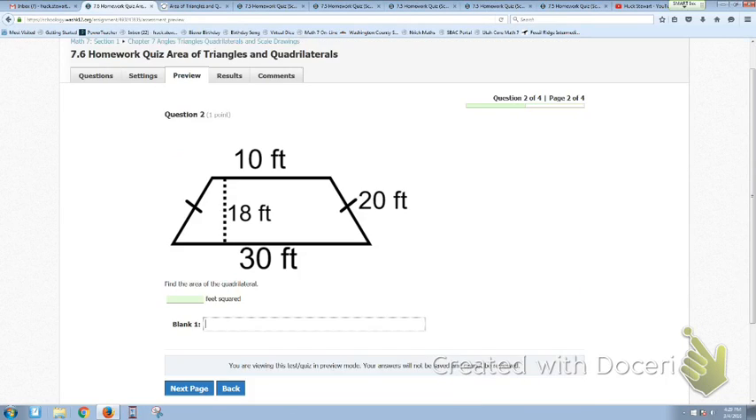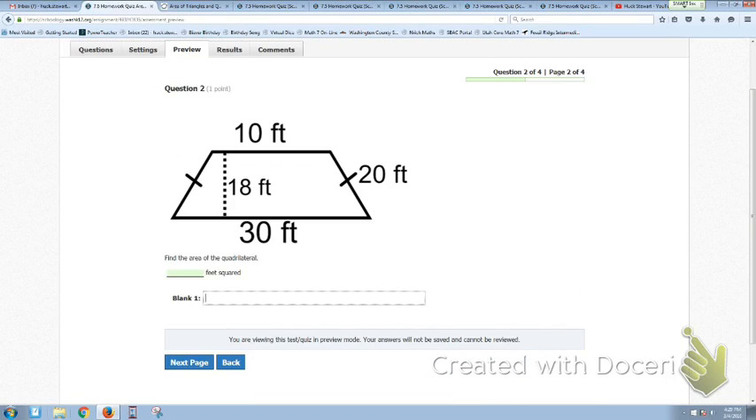Okay, question number 2 is a trapezoid, and so you're welcome to look up the formula for the area of a trapezoid. I don't expect you to memorize it, but there is a point where I think if you understand how we come up with these, then there's no need to memorize it. You can just sort of figure it out.